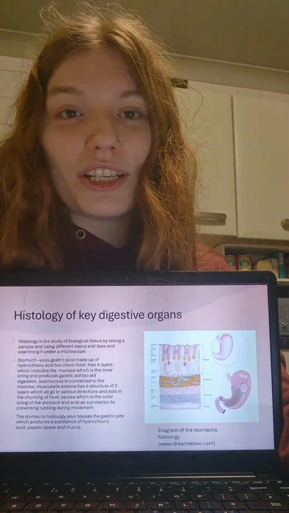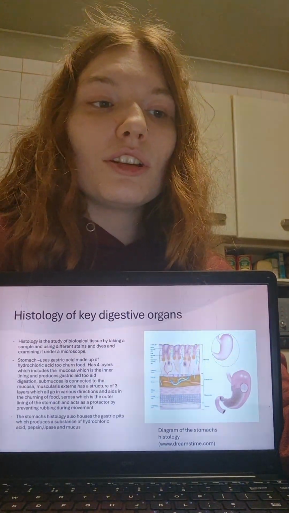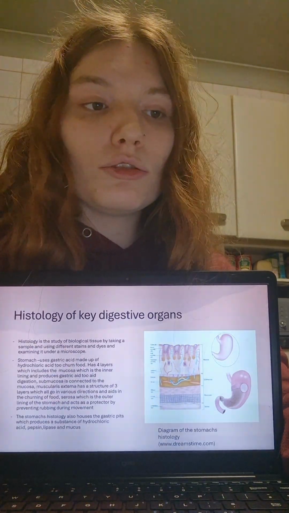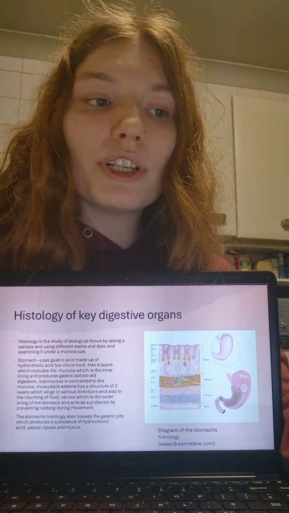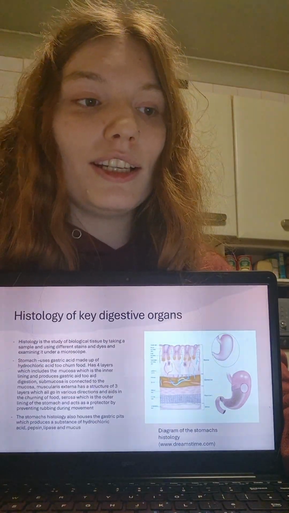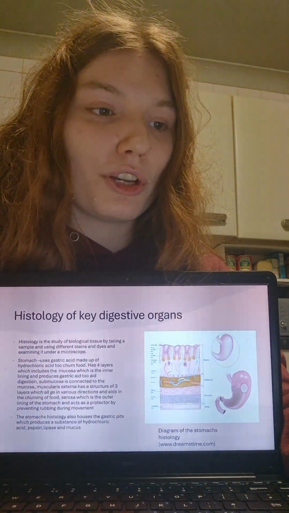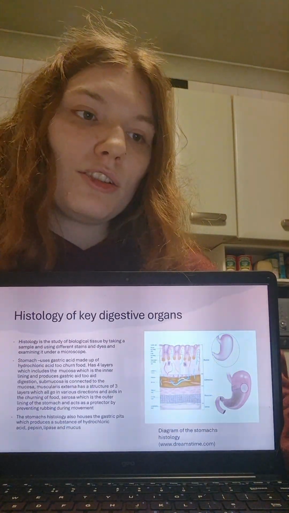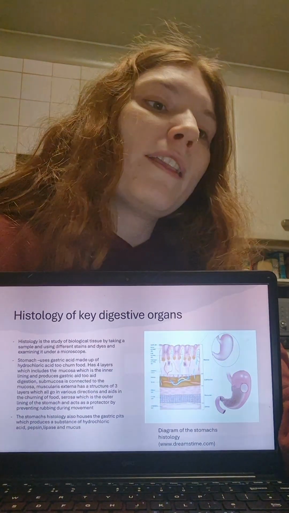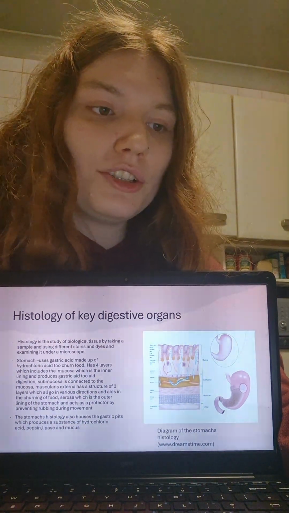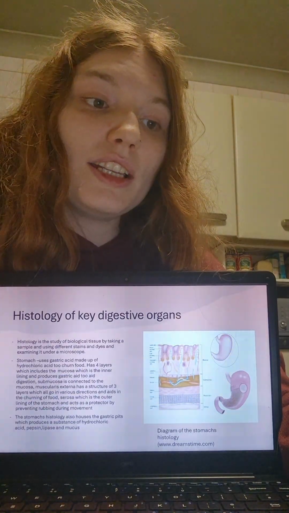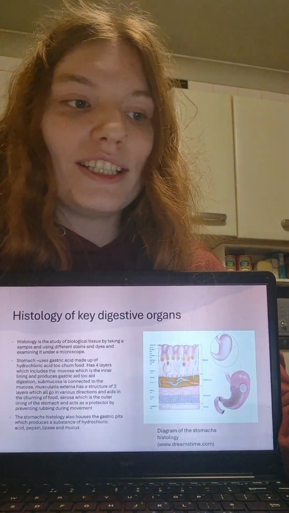Histology of key digestive organs. Histology is the study of biological tissue by taking a sample and using different stains and dyes and examining it underneath a microscope. The stomach histology is made up of 4 layers, which includes the mucosa, which is the inner lining and produces gastric acid to aid digestion.